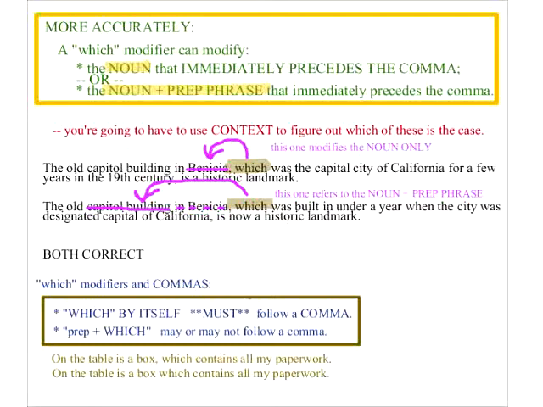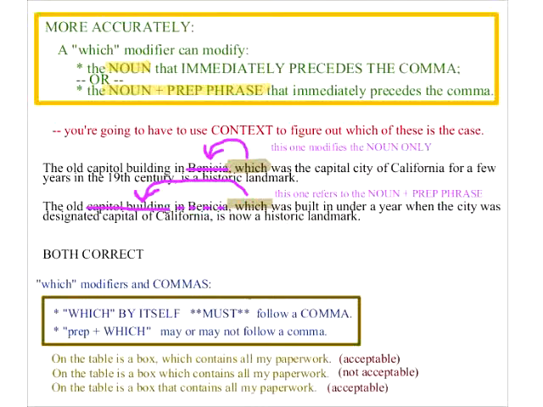Instead of which, what word would you use there? Text box, anybody? Yeah, you would use that instead of which. So, again, in British usage, the second sentence would probably appear a lot. If any of you learned Commonwealth English, this is probably a little bit of a surprise. But on the table is a box that contains all my paperwork. This is acceptable.